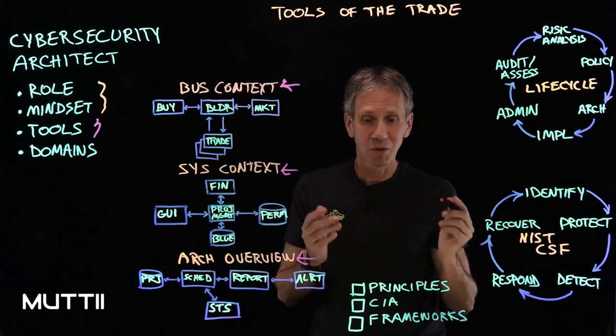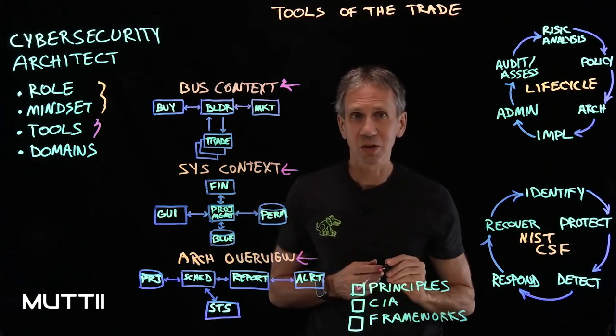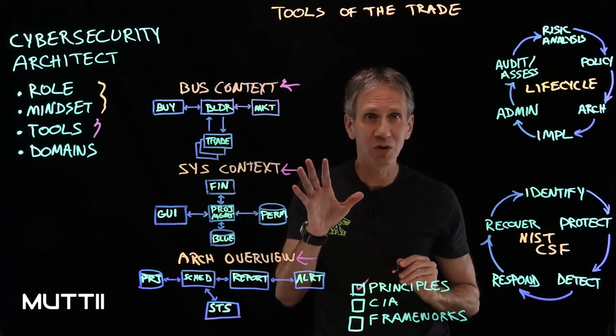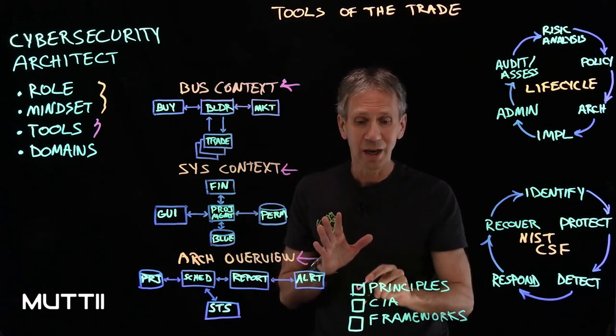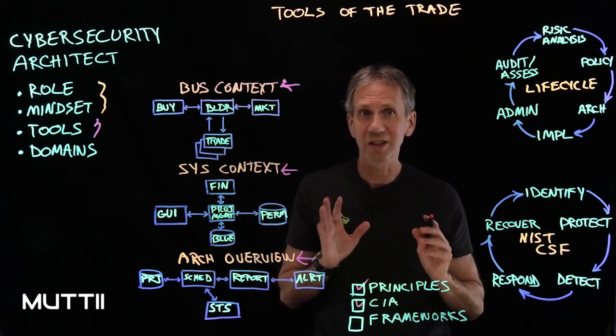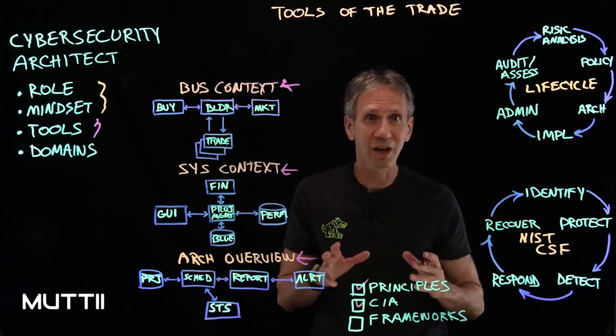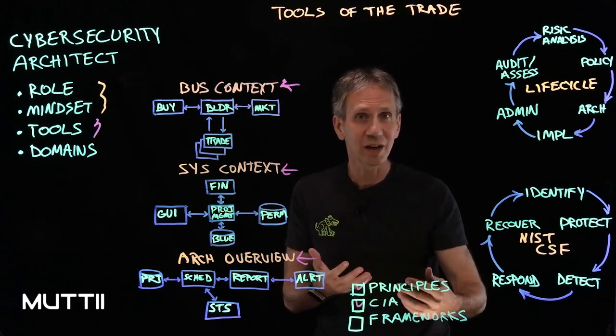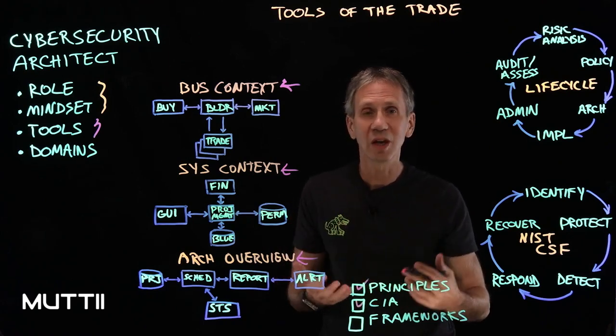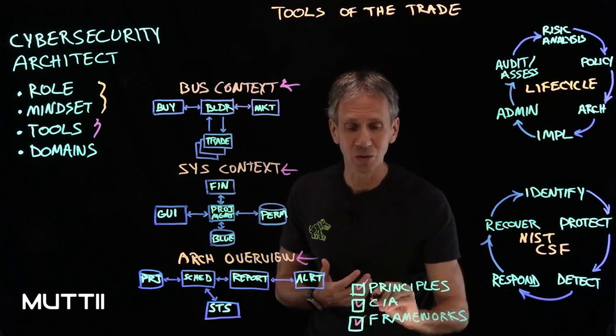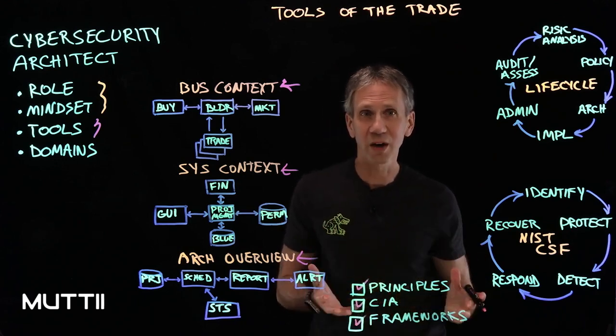And the way we do it, remember in the first video, I talked about security principles, 5 that you should always do and 1 you should never do. And in the second video, I talked about the CIA triad, confidentiality, integrity, and availability. That's a checklist. So we're going to use those things. And in this video, I'm going to add another tool to your toolbox, and that's frameworks.